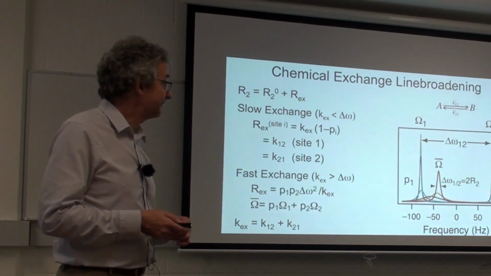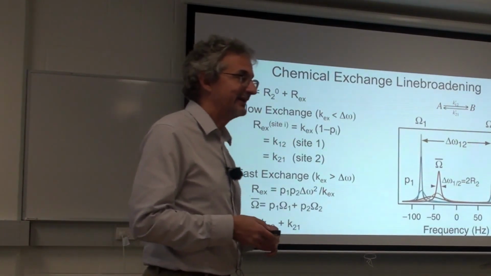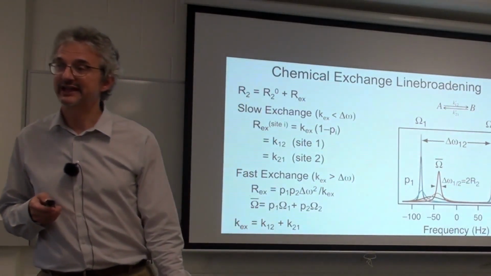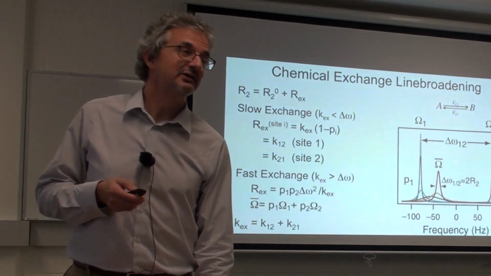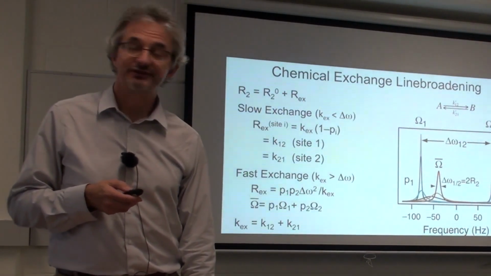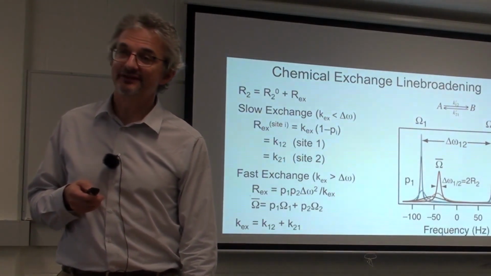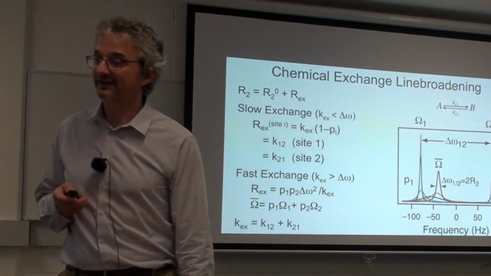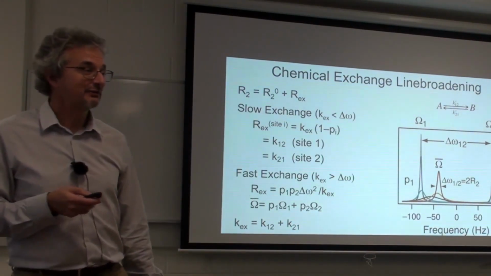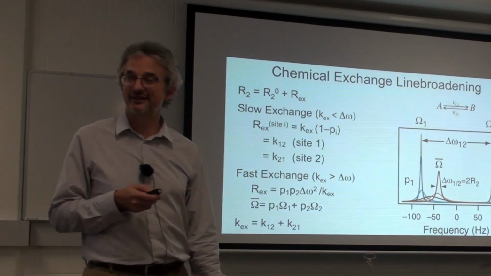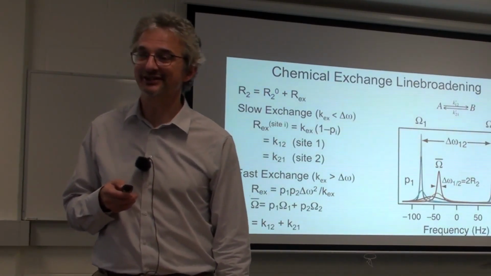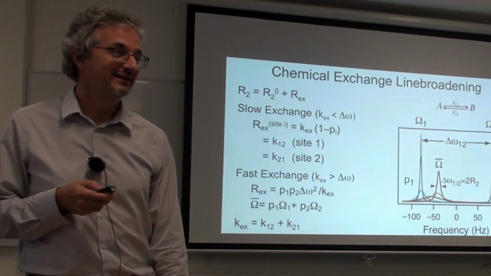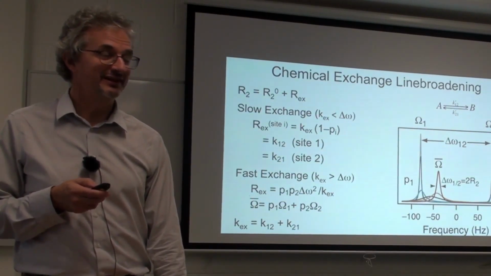Now, remember, if the populations are skewed so that the B state has a lower population than the A state, then K21 will be larger than K12 just from chemical equilibria. And that means the resonance line for the B state is broadened more than the resonance line for the A state. But the B resonance line is already smaller because its integrated area is proportional to the population. So the minor state resonance is both weaker in intensity, but much broader potentially than the A state.